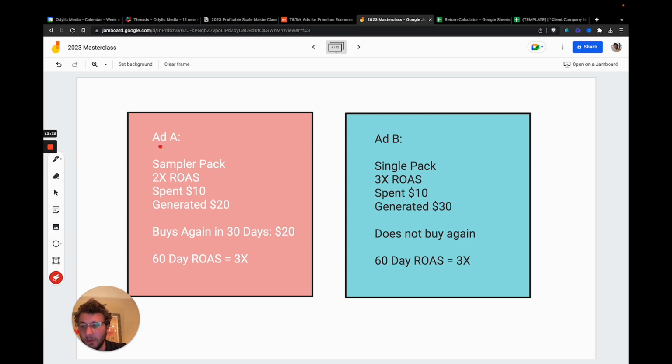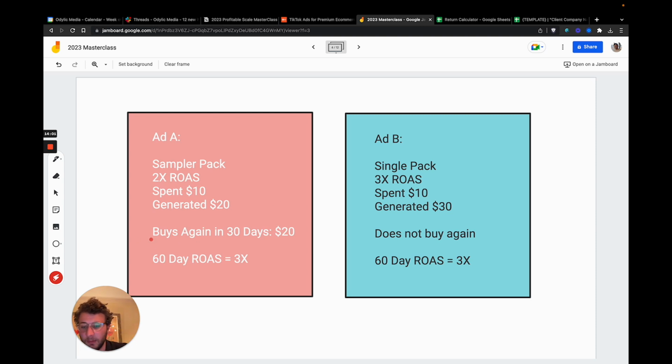So here's an example, and this kind of thing happens all the time. Say we're running an ad A, and it's a sampler pack. Again, I know this doesn't apply to all those niches out there, but bear with me, this will make sense. You have a sampler pack, it's at a 2x ROAS, right? So for every dollar you spend, you make 2 back. Let's just say you spent $10 on the ad, you generated 20, right? Not bad. So we doubled our money, right?